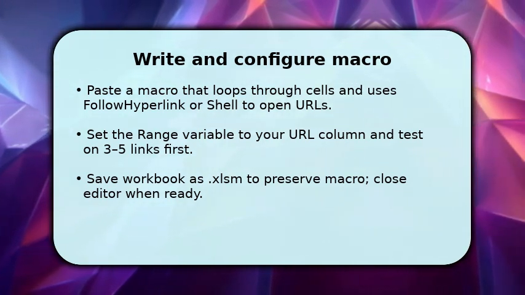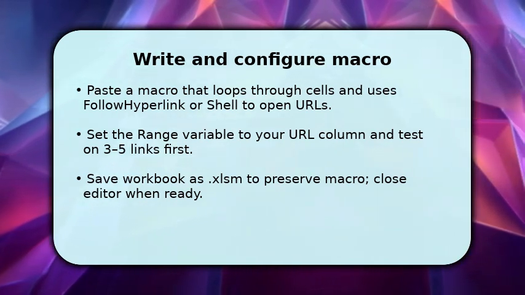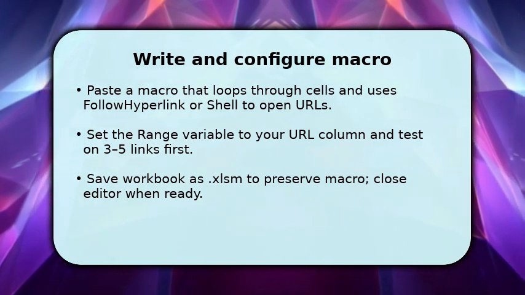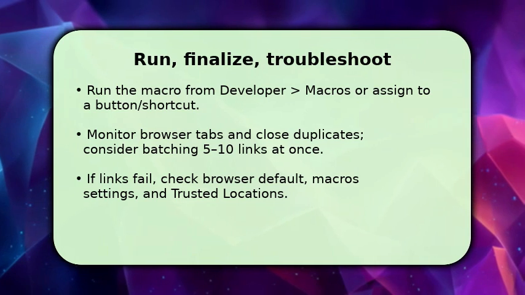Make sure to change the range reference to your actual column and row numbers, then save the file as an XLSM macro-enabled workbook so Excel retains your script. You can run the macro directly or assign it to a ribbon button for repeat use.